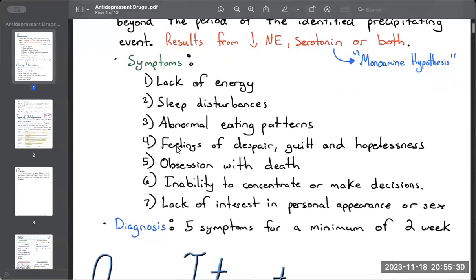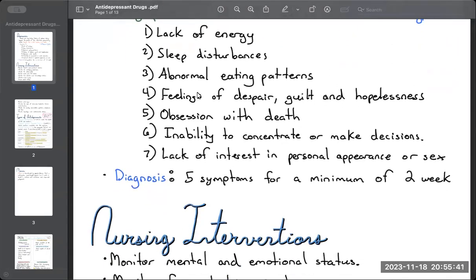Symptoms of depression include lack of energy, sleep disturbances, abnormal eating patterns, feelings of despair, guilt, hopelessness, obsession with death, right? So we got to watch out for suicide, inability to concentrate or make decisions. So these patients cannot make decisions on their own. You must make or help make decisions with them because they cannot decide. So they should have very, very simple choices, okay? And they have lack of interest in personal appearance or even sex, okay?